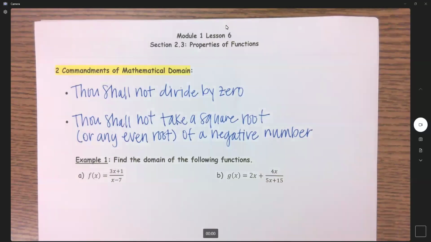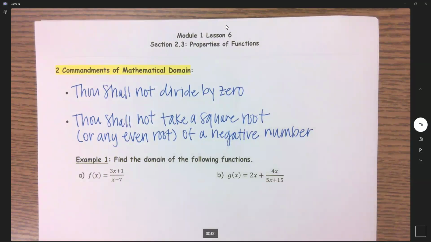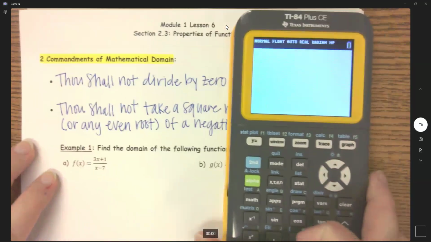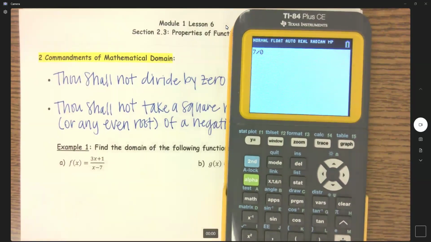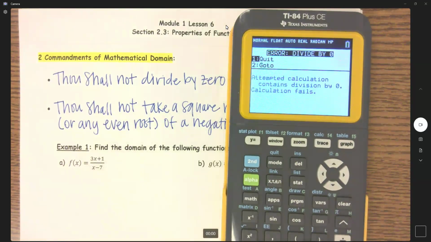Let's start off this lesson by going over our two commandments of mathematical domain, and that is thou shalt not divide by zero, and thou shalt not take a square root or any even root of a negative number. So you can actually see this in your calculator. If I put in my calculator 7 divided by 0, it's going to give you an error because you divided by 0. So it does not like that.